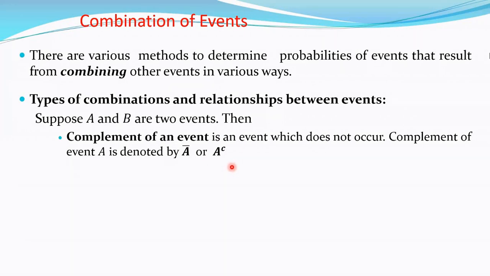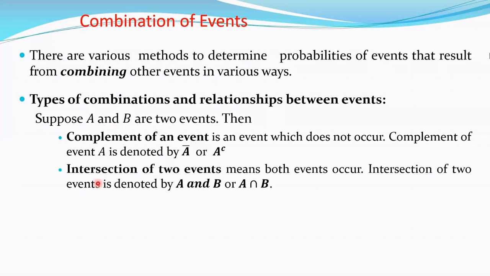Another combination of two events is the intersection of two events. That means both events occur at the same time. The intersection of two events is denoted by A and B, or A intersection B. This is the mathematical notation. Otherwise, we can write it as A and B. That means it is a joint event, so two events can occur at the same time.